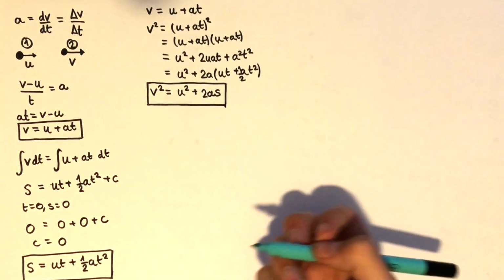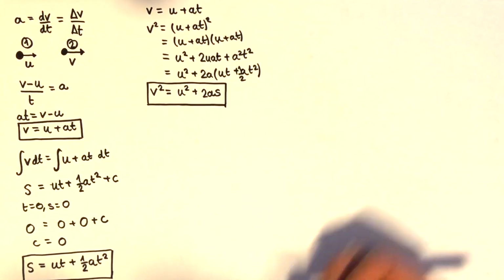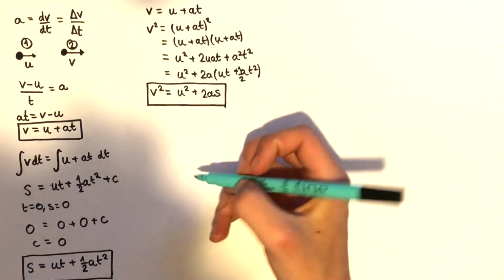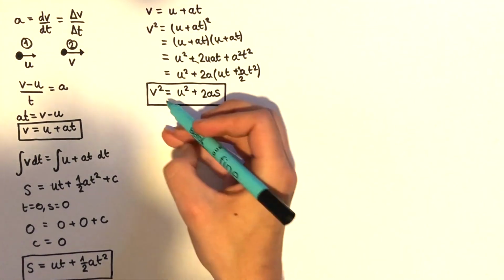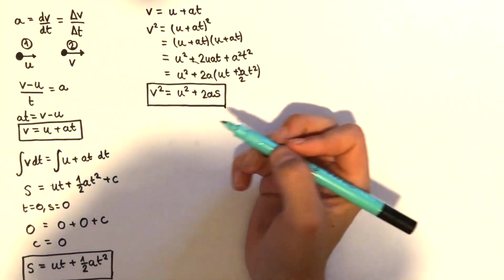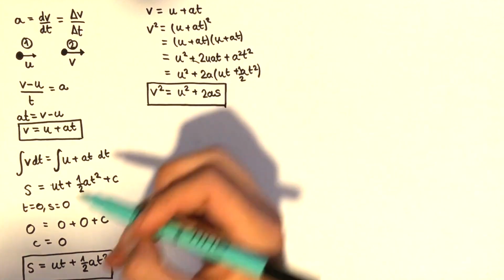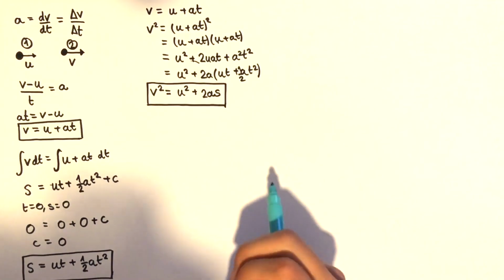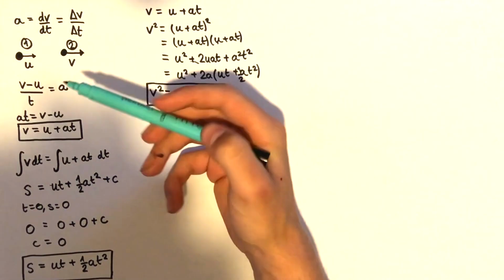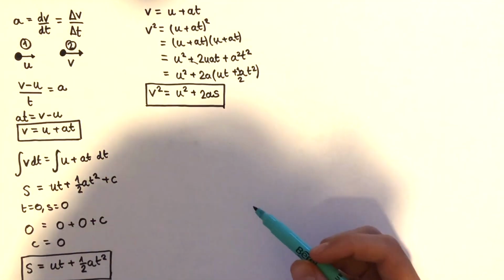And sometimes you might hear these equations called the Suvat equations. That's how I got to know them. And you can kind of see why. All of the variables are either s, u, v, a, or t. And these equations are very handy with working out any kind of motion problem, any kind of motion that involves constant acceleration.